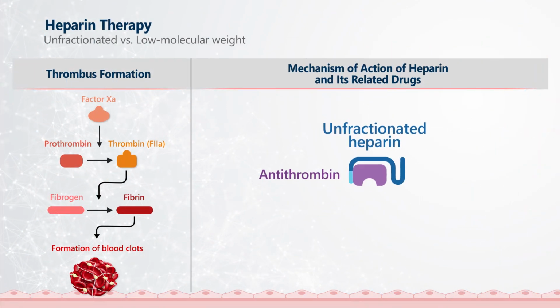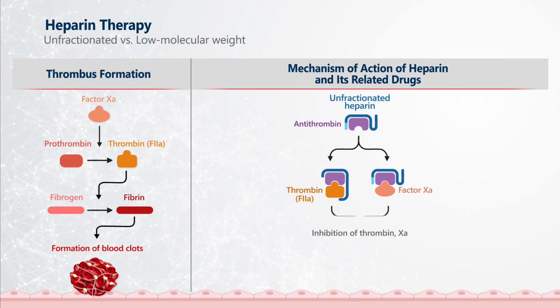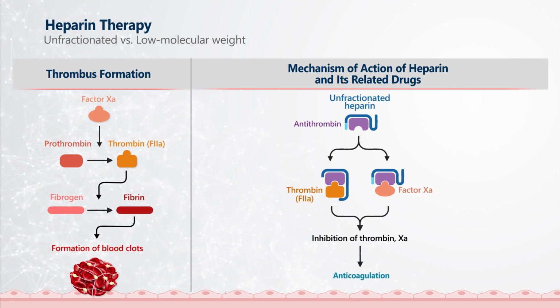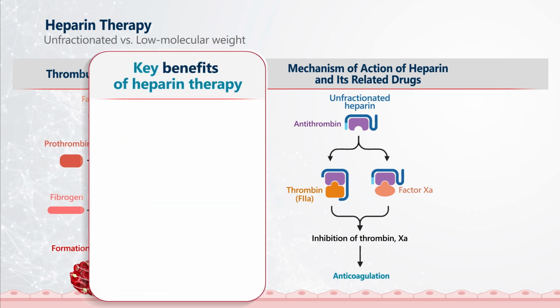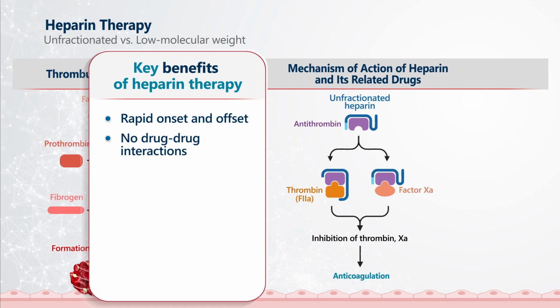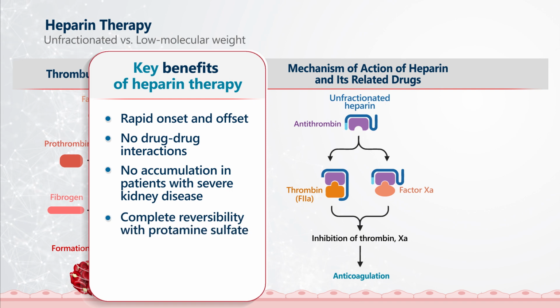Heparin binds to antithrombin and enhances its capacity to inhibit thrombin, also known as factor IIa, and factor Xa, thereby preventing the formation of fibrin clots. Key benefits of heparin therapy include a rapid onset and offset, no drug-drug interactions, no accumulation in patients with severe kidney disease, and complete reversibility with protamine sulfate.